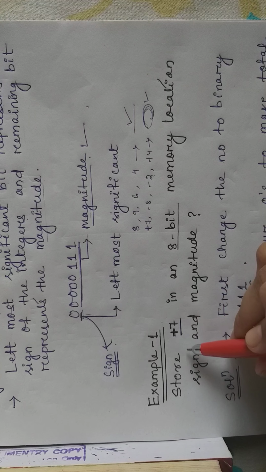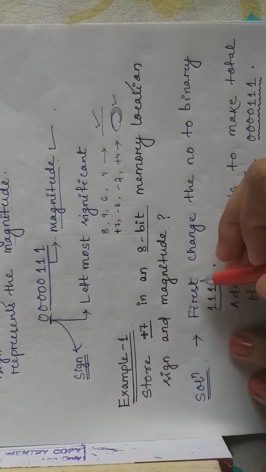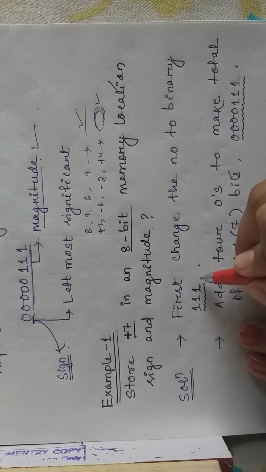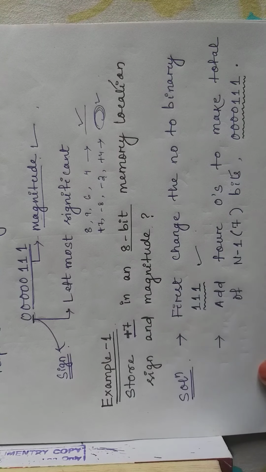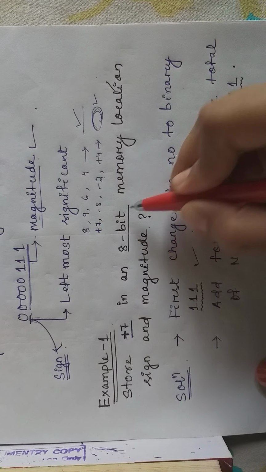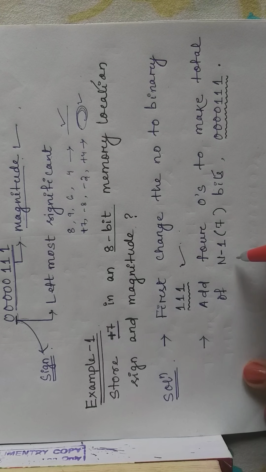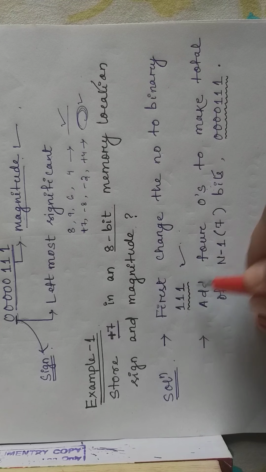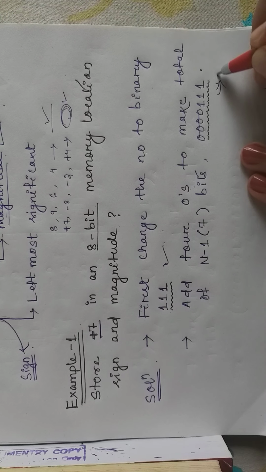Here our question is store plus 7 in an 8-bit memory location, sign and magnitude. That means for plus 7, first convert the number 7 to binary, that is 111. Because it belongs to signed integer, we need an 8-bit memory location, and here we have 3 bits. So we require 5 extra bits, but first we add 4 zeros, that means 0000111, which is 7 bits.